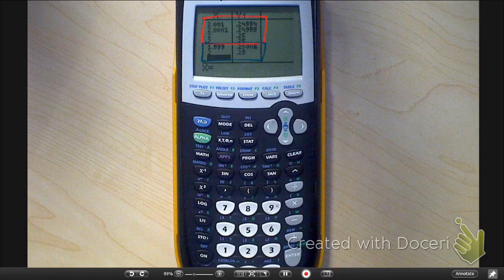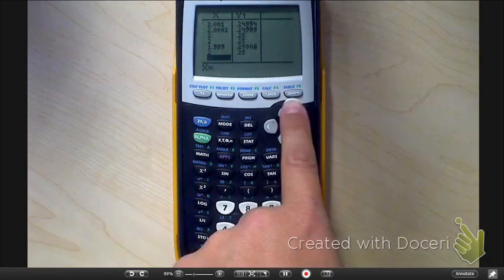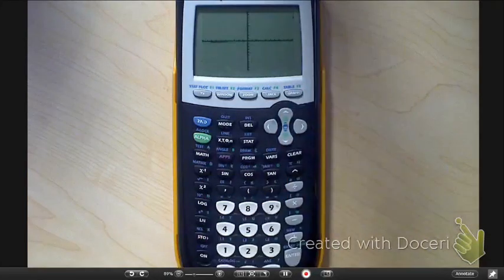Okay, now I want to look at the graph. Push graph, which is not one of the second features. Just push this white one right here that says graph. This one right here. It looks so cool. All right.